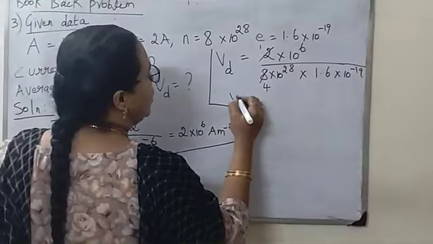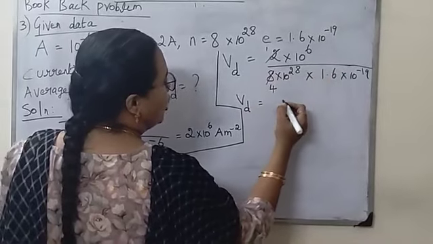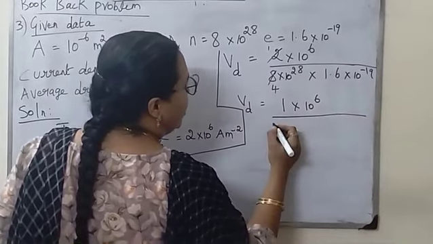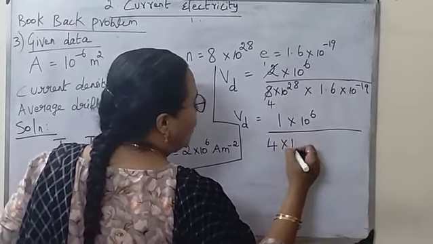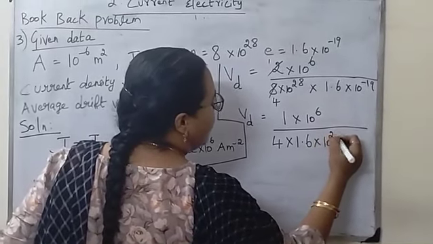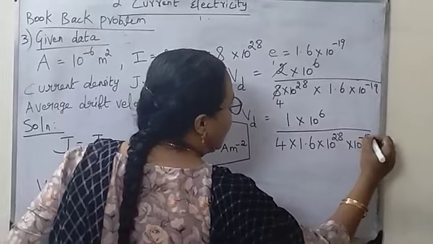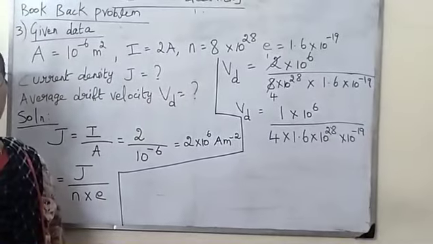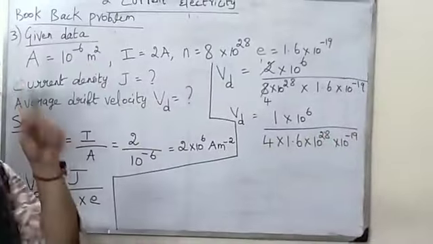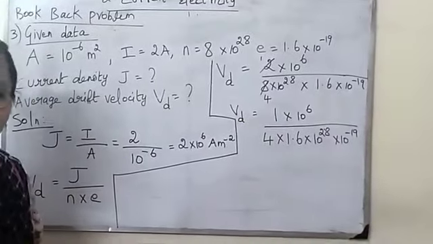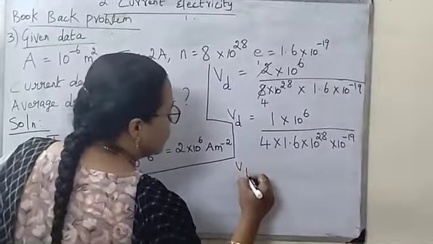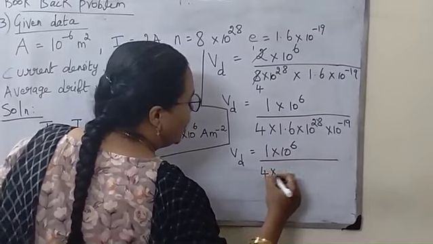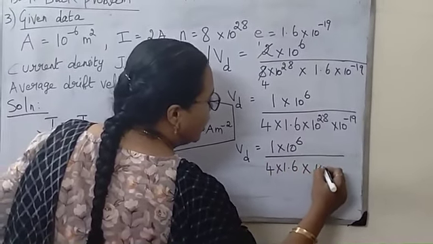Now we will sort out all the 10 powers. In the numerator we have 1 into 10 to the power of 6, divided by the denominator 4 into 1.6 into 10 to the power of 28 into 10 to the power of minus 19. First we will sort out these two. 28 minus 19, what will be the value? We will have 9. So Vd is equal to 1 into 10 to the power of 6 divided by 4 into 1.6 into 10 to the power of 9.